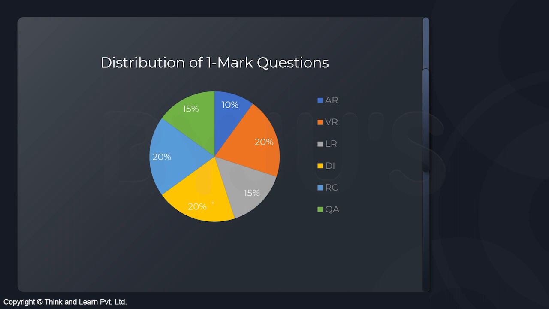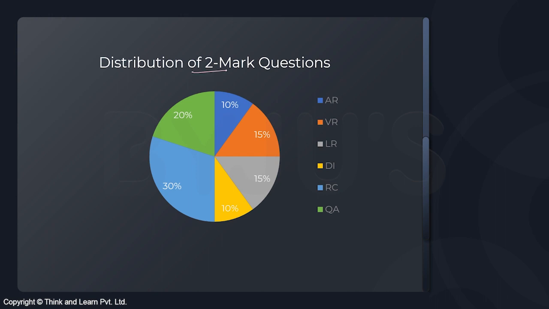So if you look at this first pie chart, it is telling us the distribution of 1-mark questions. That means out of all 1-markers, 10% are from AR, 20% are from VR, 15% are from LR, and so forth. Similarly, among the 2-mark questions, 10% are from AR, 15% are from VR, and so forth is for them as well.